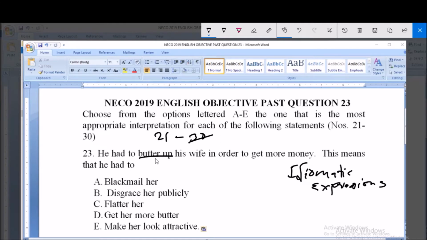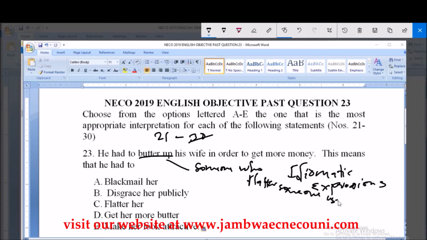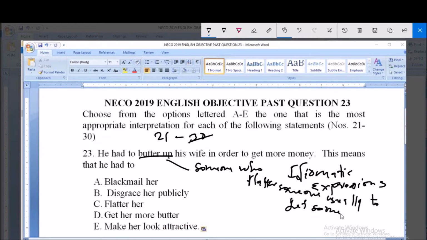So he had to butter up his wife. Butter up means to flatter someone, usually to get something from him. So option A says blackmail her, B says disgrace her publicly, C says flatter her, D says get her more butter, E says make her look attractive.